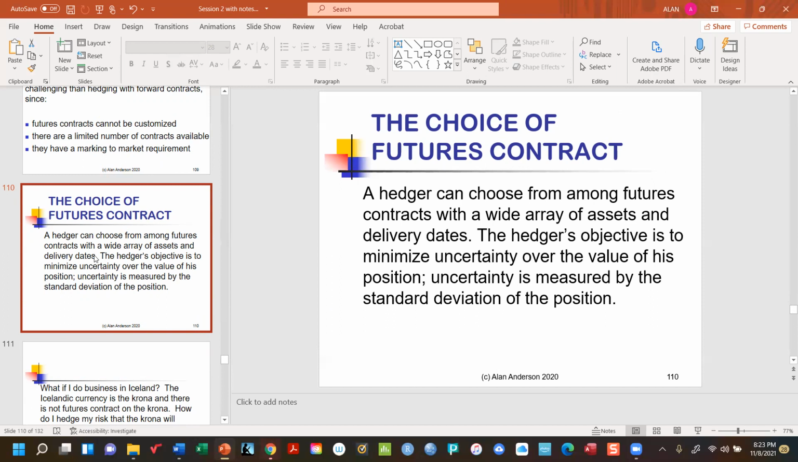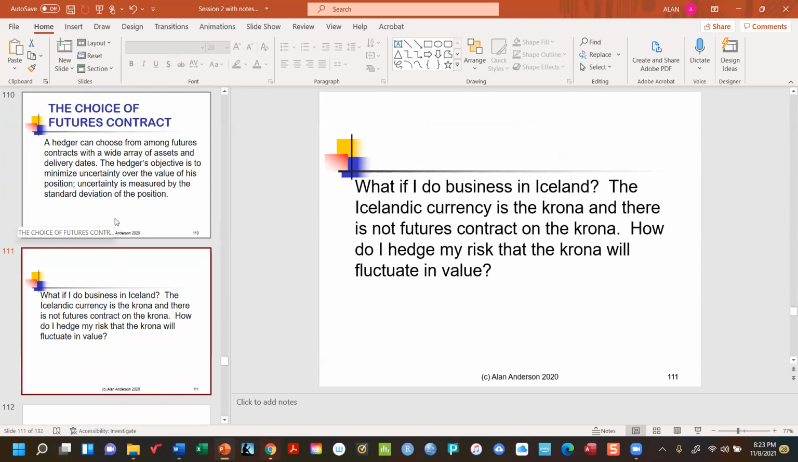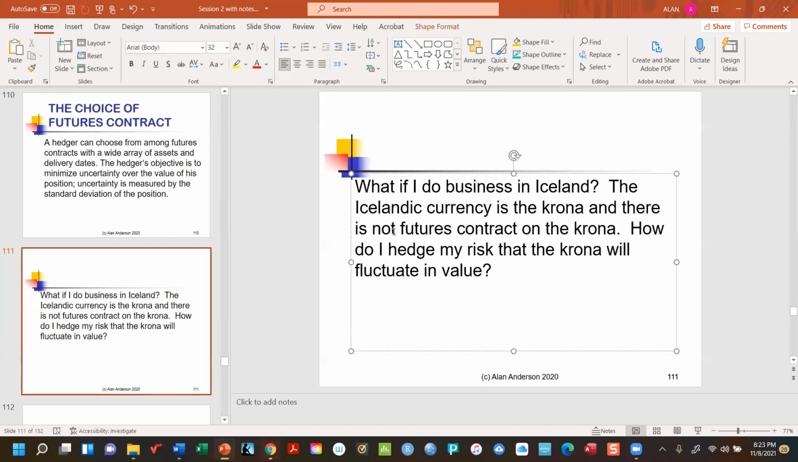So here's a perfect example. What if I'm doing business in Iceland? Well, the Icelandic currency is the krona, which means crown. And of course, there's no futures contract on the krona. It's a very small currency. Hardly anyone uses it. Well, what can I do? I want to hedge my risk. Now, what if I do not want to use a forward contract, but I still want to use a futures contract? What could I do?